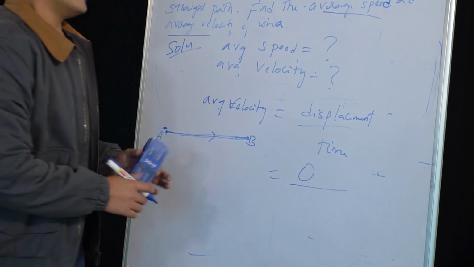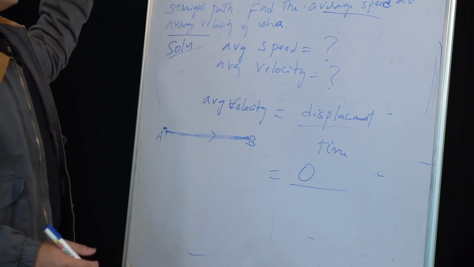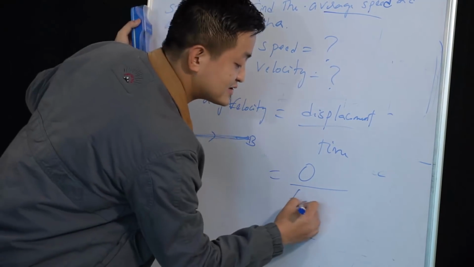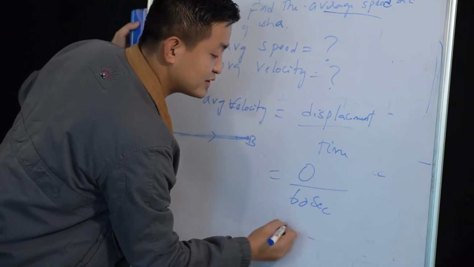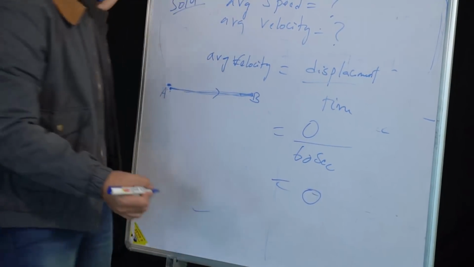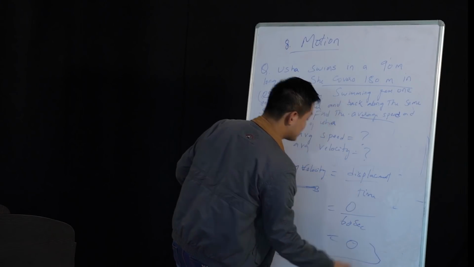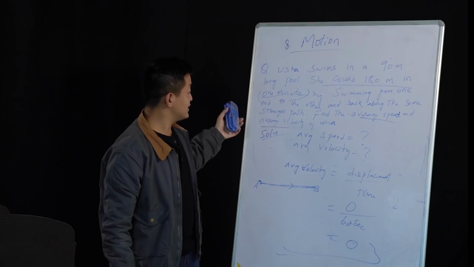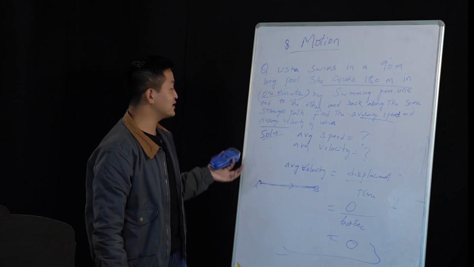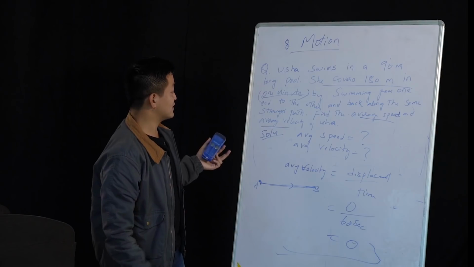Clear? Displacement is 0 because displacement is the shortest route, and here the initial point and the final point are the same, and the time is 60 seconds. So in this case, 0 by 60, we will get 0. That means the average velocity is 0. I'm sure now you are clear with both answers. The first was average speed. The second is average velocity. Why did we get the answer 0? Because the displacement itself is 0, because the initial and final position is the same here. Clear?